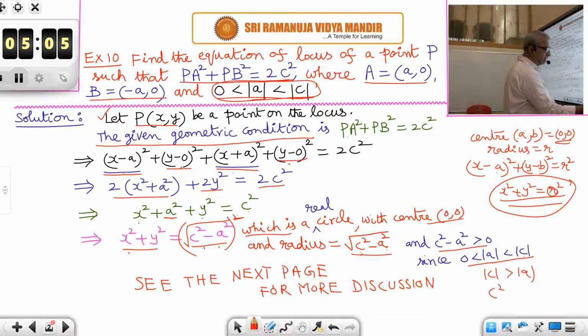So c square is greater than a square. So c square minus a square is positive. So therefore you will get a real circle. That is why he has put this condition. That is the reason. See the next page for more discussion.